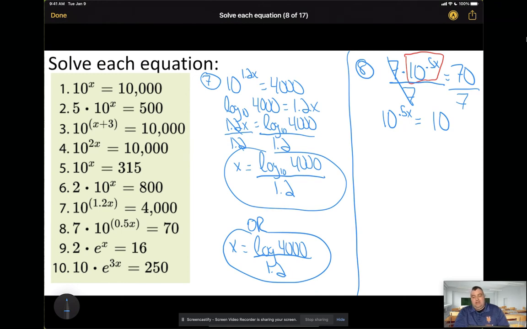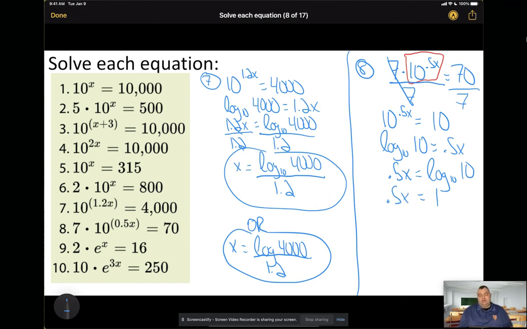Now I'm going to rewrite it in log form. So this is going to be log base 10 of 10 equals 0.5x, or 0.5x equals log base 10 of 10. Now in this case, this is definitely a whole number. Log base 10 of 10 means 10 to what power is 10? This is going to be equal to 1. Why? Because 10 to the power of 1 is 10. So this gives me 0.5x equals 1.